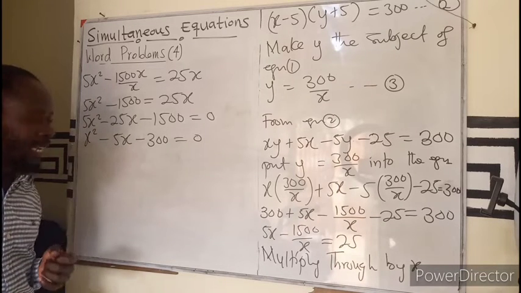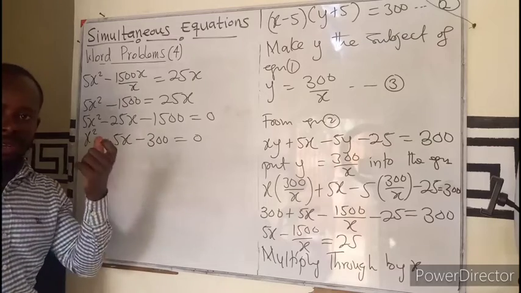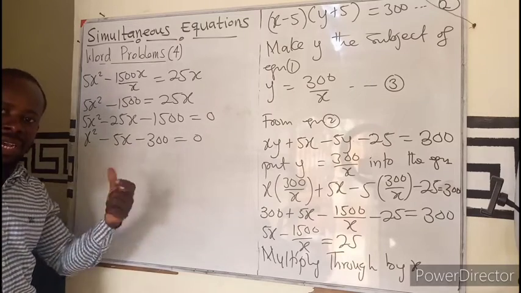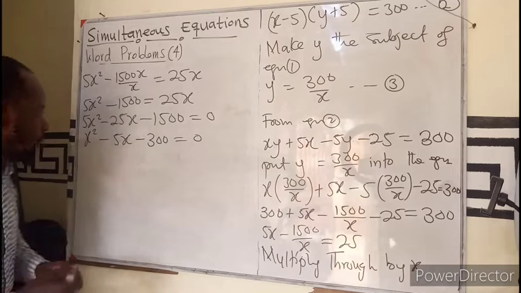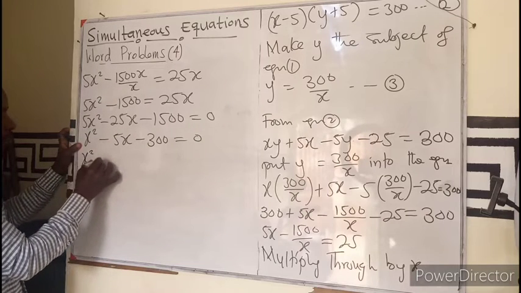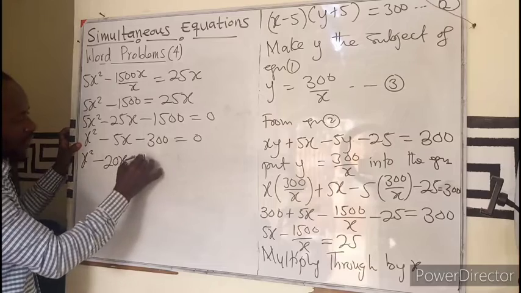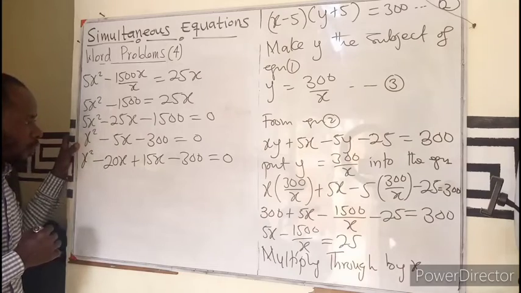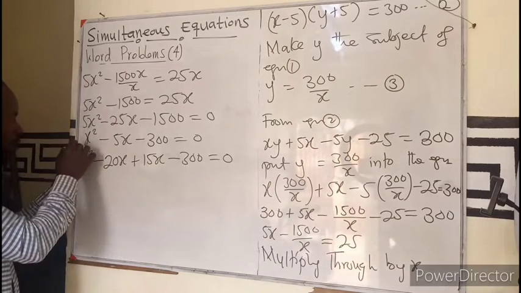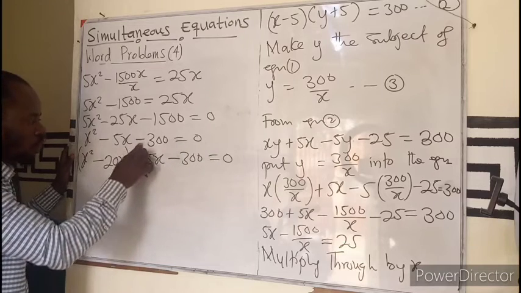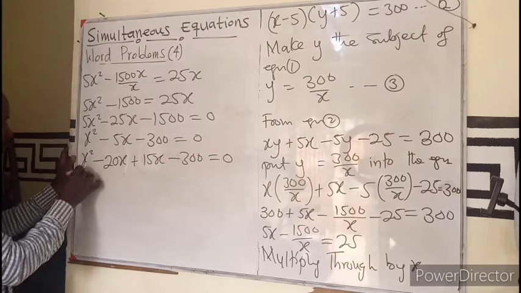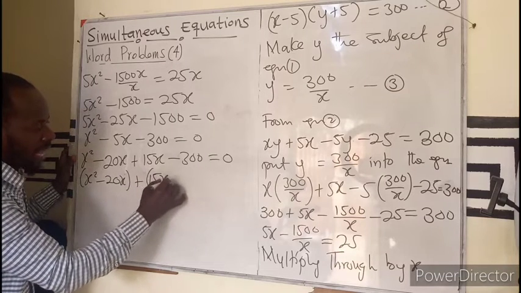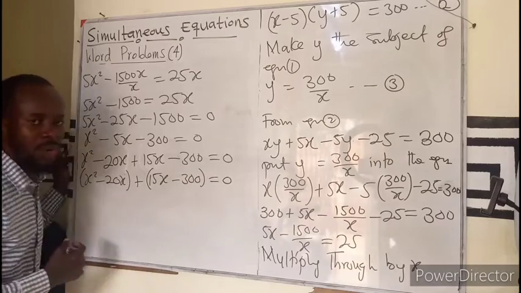5 as a negative. So I think that will be 15 times what? 20. 15 times 20. Since they are both negative, the bigger number takes the negative sign. So that means x squared minus 20x plus 15x minus 300 equals 0. So we are going to employ the grouping method, meaning group the first two, then the last two. That should be done in the next step. So x squared plus 15x minus 20x minus 300 equals 0.